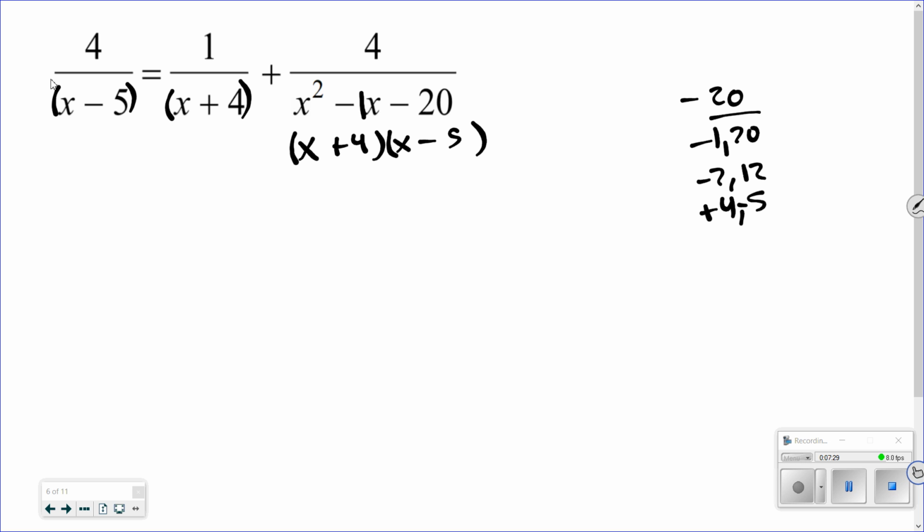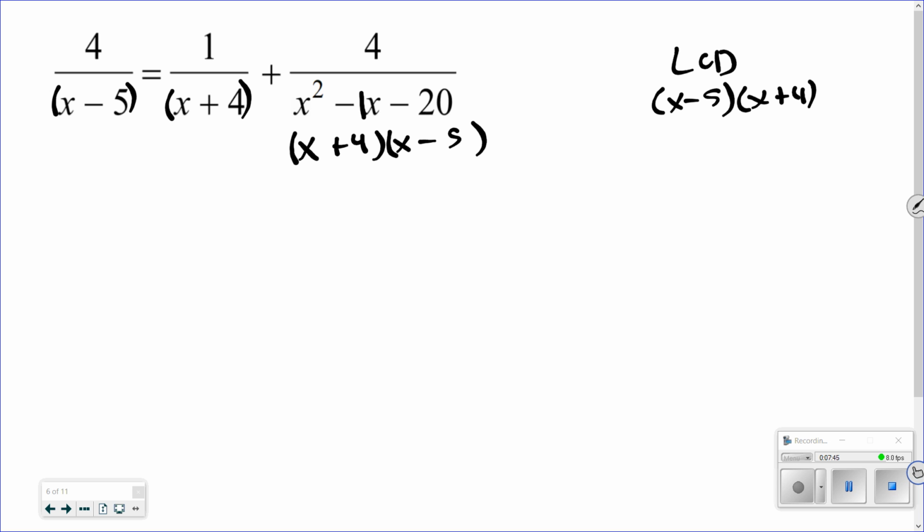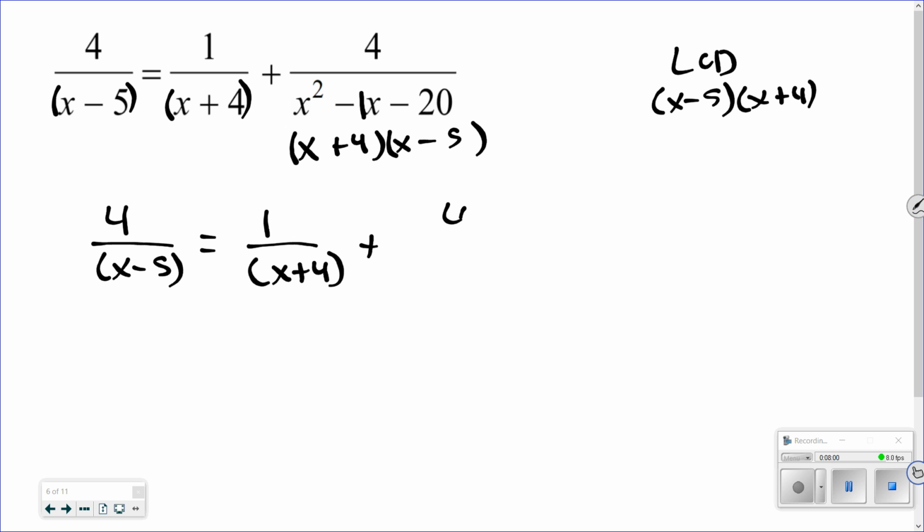Okay, decide what the LCD is. So for the LCD, we have to include all the different factors. Well, I've got x minus 5, excuse me. I've also got an x plus 4. Okay, and that's it. That's all we have, the x minus 5 and x plus 4. So we're going to come over here. I have 4 over x minus 5 equals 1 over x plus 4 plus 4 over x minus 5 times x plus 4.